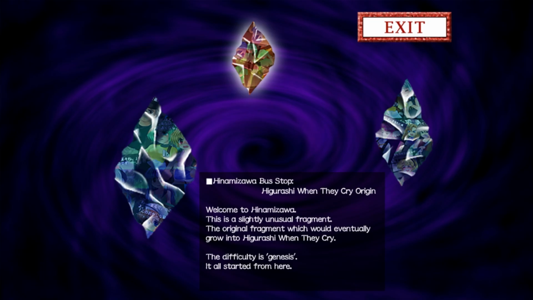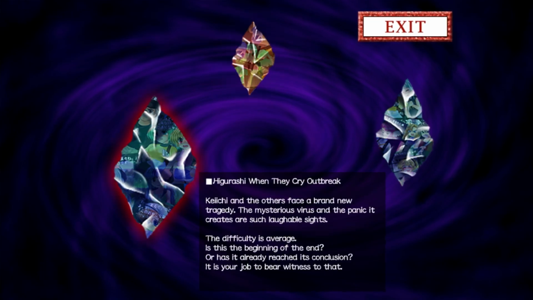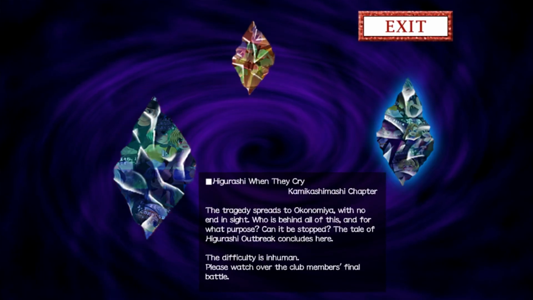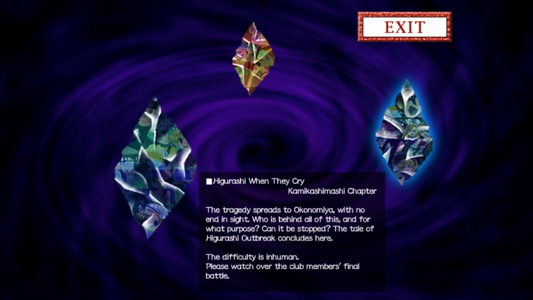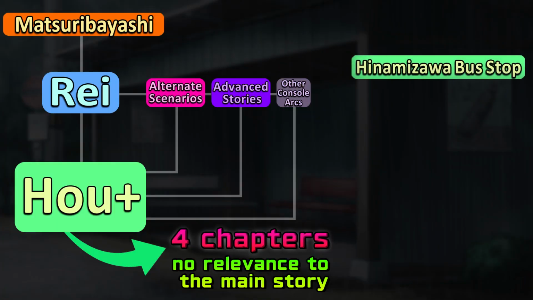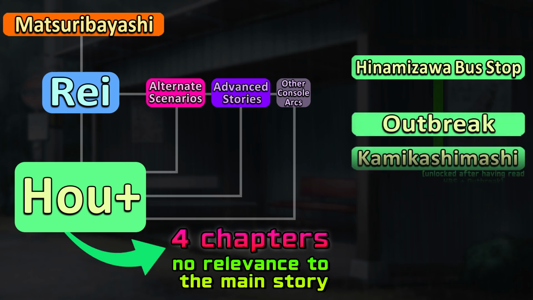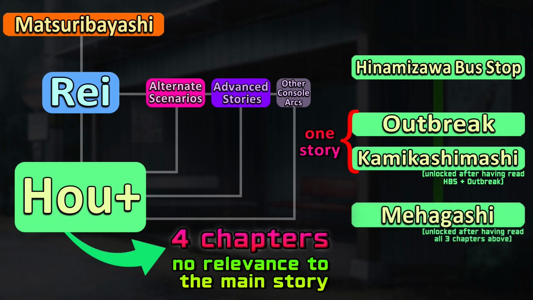Firstly, Hinamizawa Bus Stop and Outbreak are the only stories you can read. Once having read them, Kamikashimashi unlocks. Read Hinamizawa Bus Stop first so that you can read Outbreak directly before Kamikashimashi. This is because Kamikashimashi is a continuation of Outbreak's story. After having read all 3 stories, Mehagashi will be unlocked.